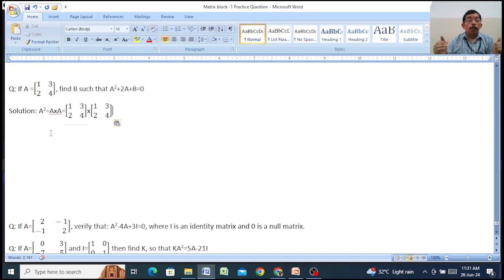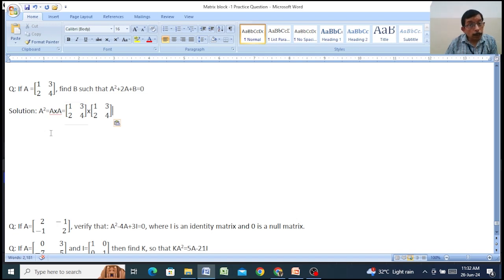First we check whether the number of columns of the first matrix is equal to the number of rows in the second matrix. If the number of columns in the first matrix and the number of rows in the second matrix are equal, then the multiplication is possible. Otherwise multiplication is not possible. Here the multiplication is possible. Now we find the multiplication by the multiplication method.